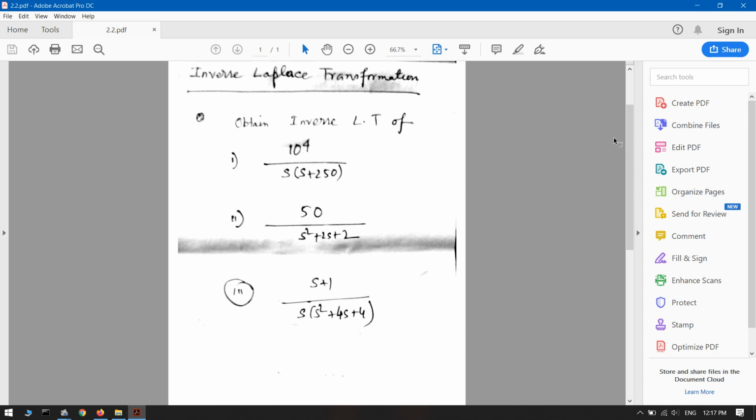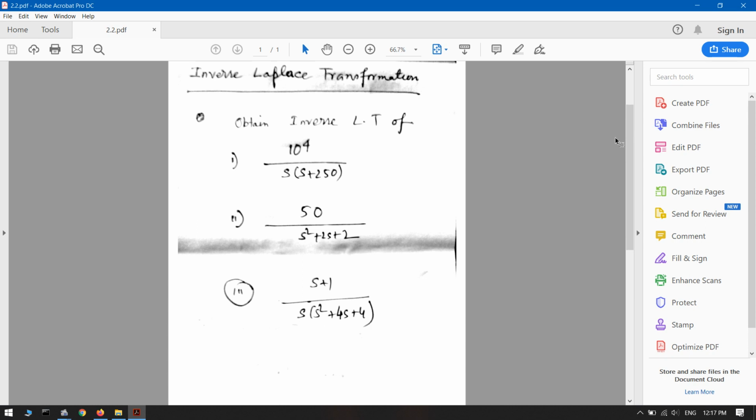Similarly, for the second part, B by S plus 250. What will be it? B into e to the power minus 250t. Yes. So, if we write 10 to the power 4 by S into S plus 250 equal to A by S plus B by S plus 250, if we can divide in two partial fractions, and if we are able to calculate this constant A and B, can you calculate the value of the constant A and B?